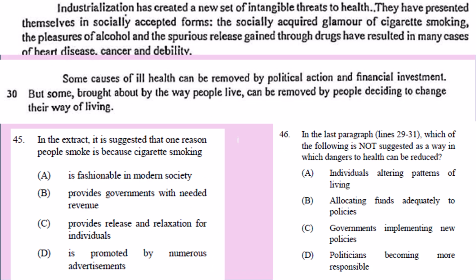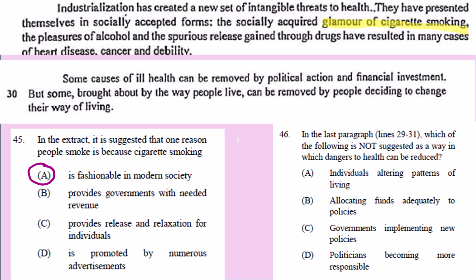Question 45. In the extract, it is suggested that one reason people smoke is because cigarette smoking is fashionable in modern society, provides governments with needed revenue, provides release and relaxation for individuals, or is promoted by numerous advertisements. And we see here where it says that people had acquired the glamour of cigarette smoking, and that's why we're going to choose A. It's fashionable in modern society.